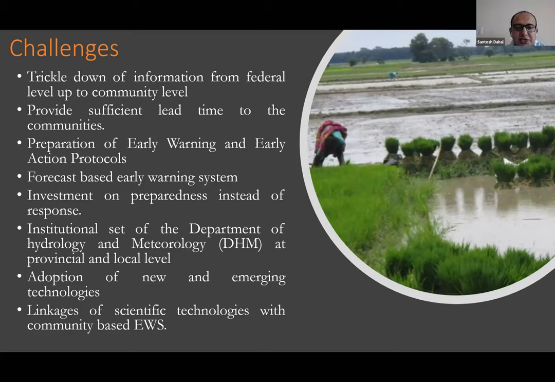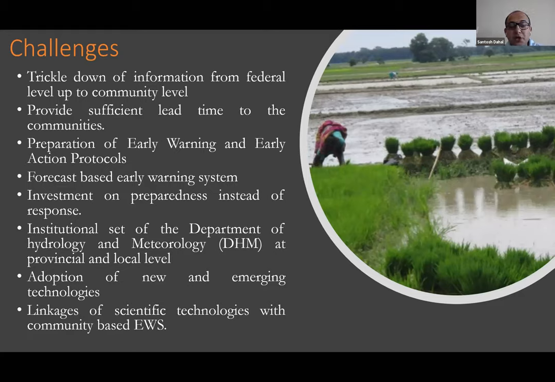An institutional setup of the Department of Hydrology at provincial and local level is very much required, because as far as I know, currently DHM has only four river basin offices and some field offices, but that is not sufficient. We need to coordinate with the federal government so that offices are established at all levels, so that there can be regular communication and coordination.